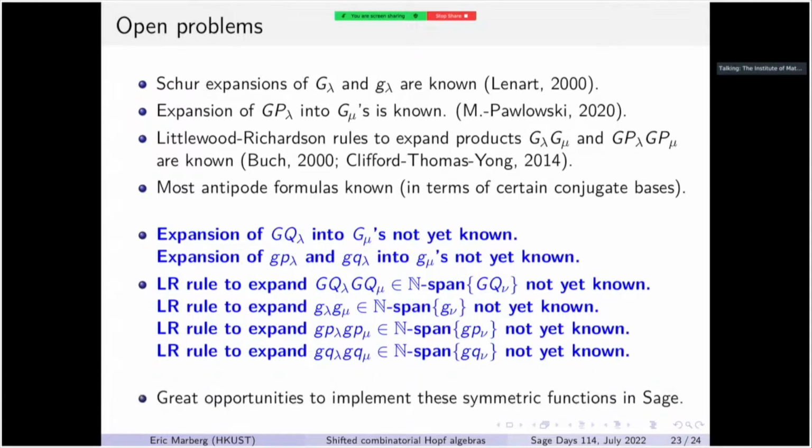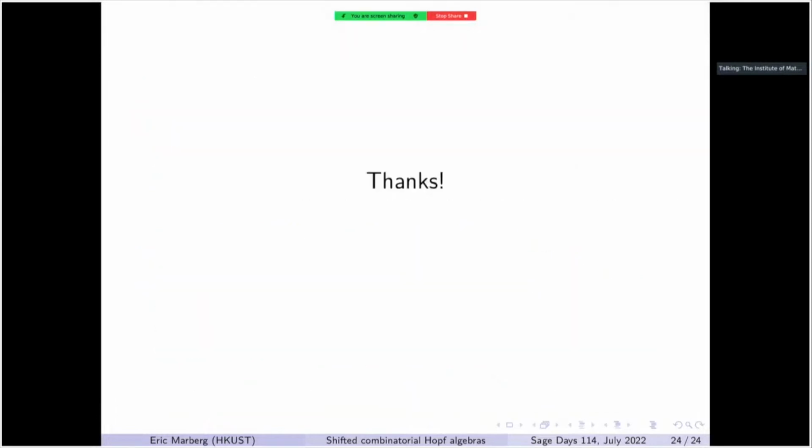At least some of these objects would be natural things to implement in Sage. For example, all of the lowercase functions are bounded degree symmetric functions, which would not be too hard to implement. Then one could experiment to try to figure out what these coefficients are. Maybe there's also a way to deal with these unbounded degree symmetric functions, though more thought is probably needed. Okay, so thanks. That's where I'll stop today.